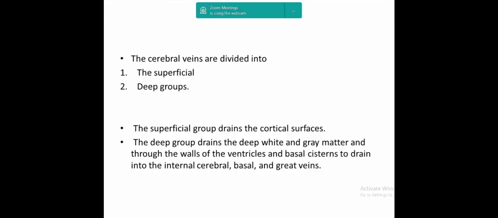So coming to the venous system, the main venous system is divided into superficial and deep groups. The superficial groups mainly drain the cortical surfaces, and the deep groups mainly drain the deep white and gray matter and, through the walls of the ventricles and basal systems, drain into the internal cerebral, basal, and great veins.